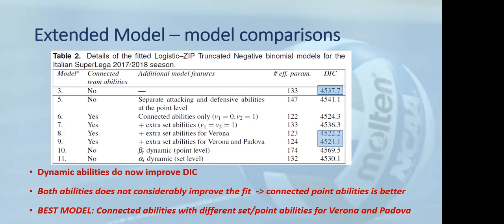And by searching, and I'm going to show you 2 graphs in a while, we found that there are 2 teams, Verona and Padova, which had a different efficiency at the set level. So if you included the set abilities only of these 2 teams, this improves the model. Especially if you connect it with this one, where we don't have any separate abilities, then this is slightly improved. So we ended up using this final model with Verona and Padova having extra abilities.